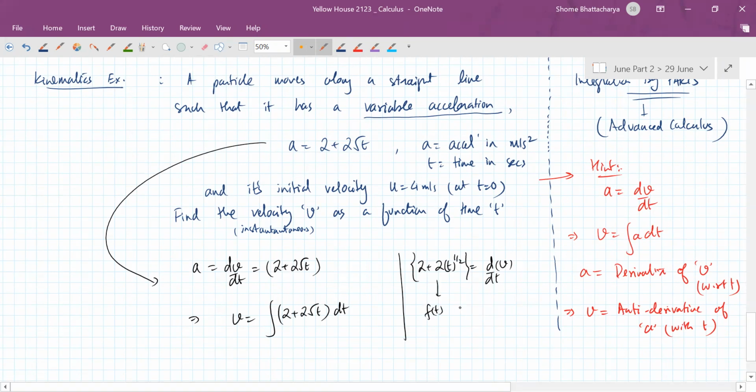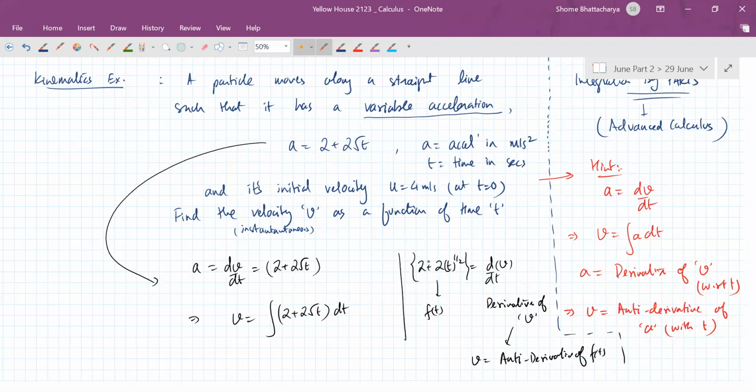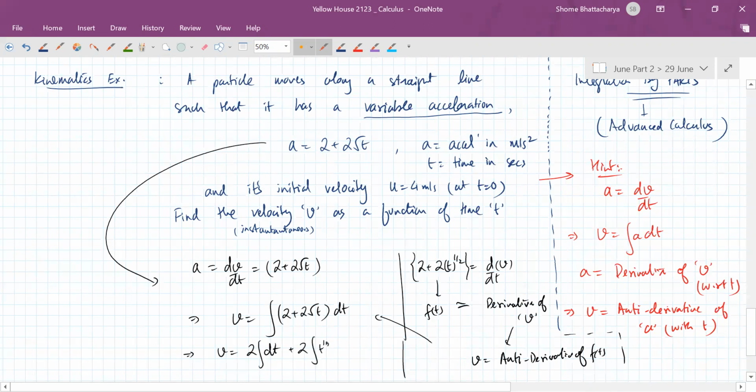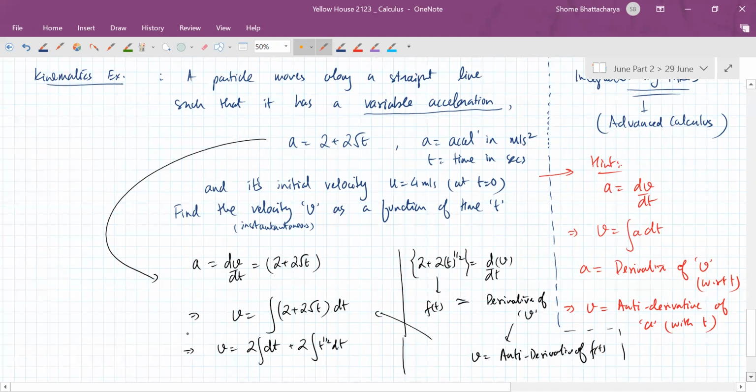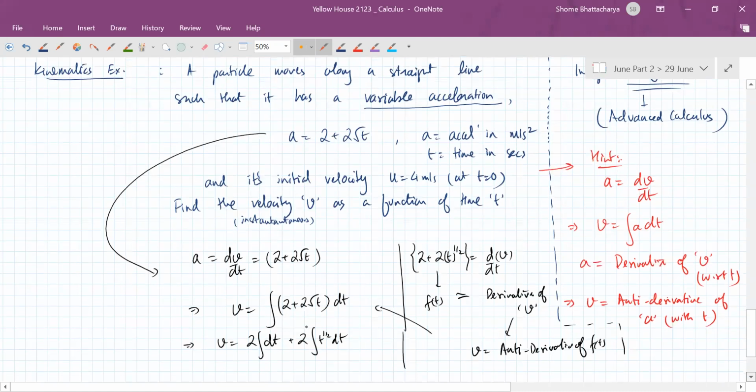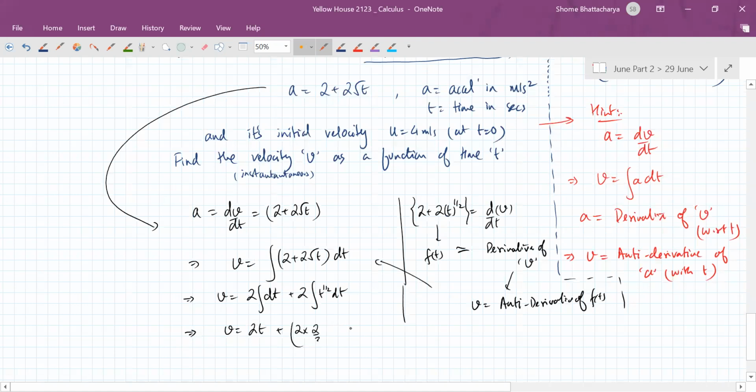So this function is the derivative of v, so v should be the antiderivative of that function. That's how we understand it. A combined constant. So far we are getting v, instantaneous v, as a function of time like this, but still the constant c is unknown.